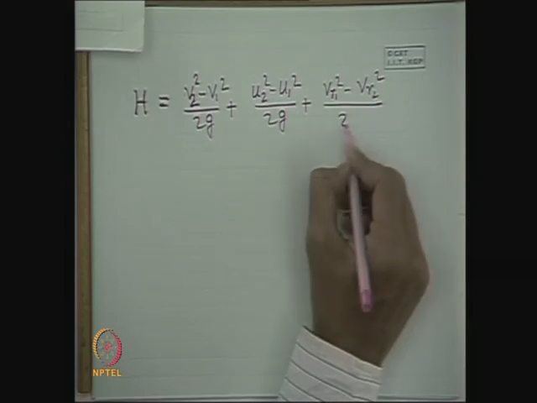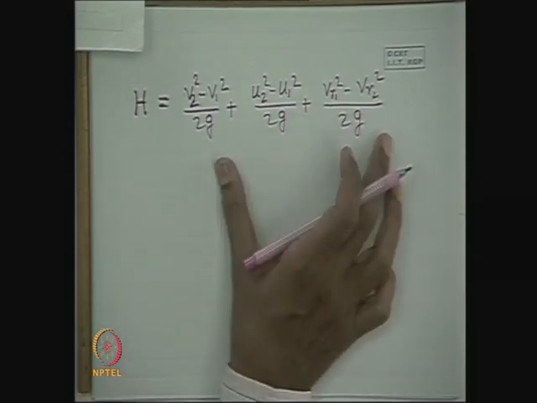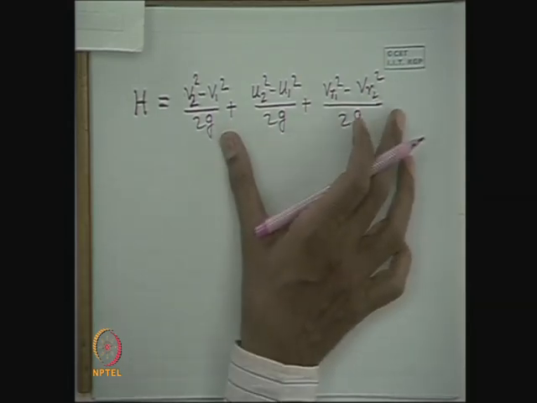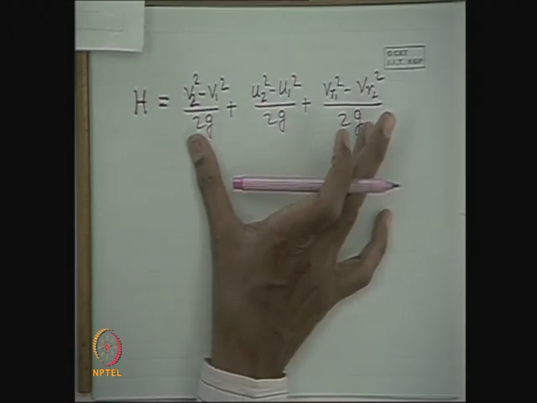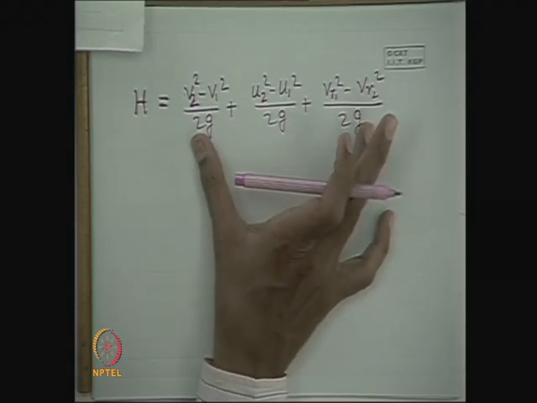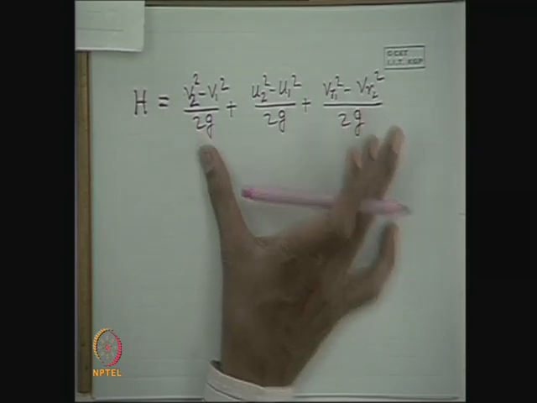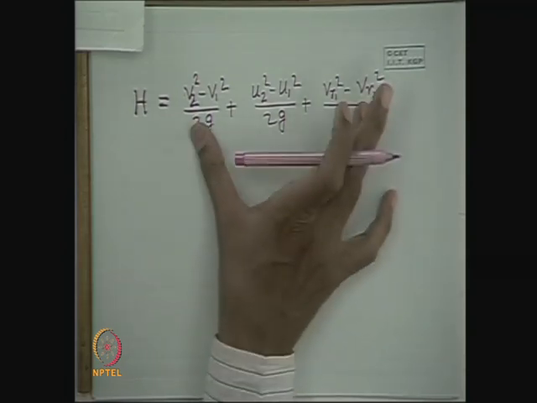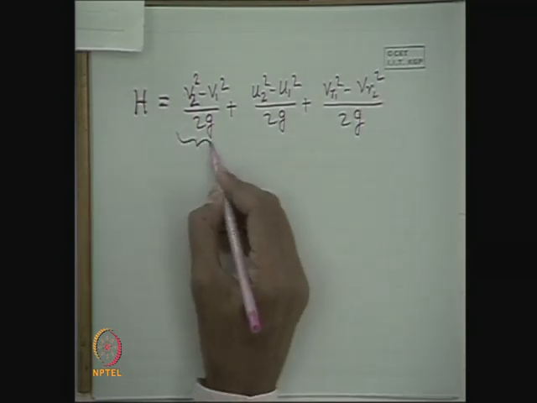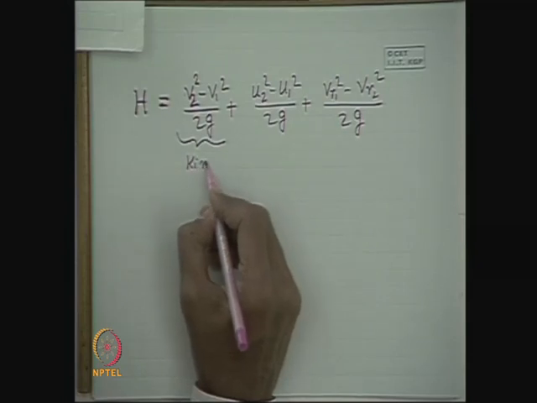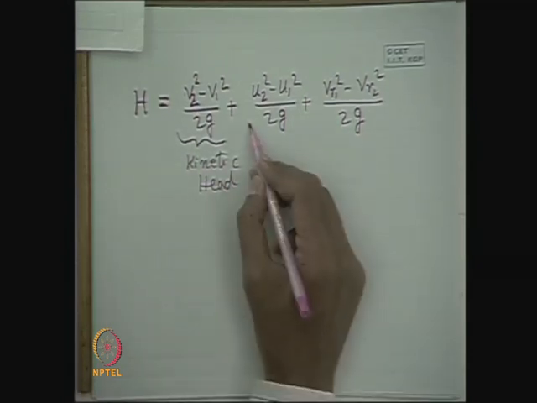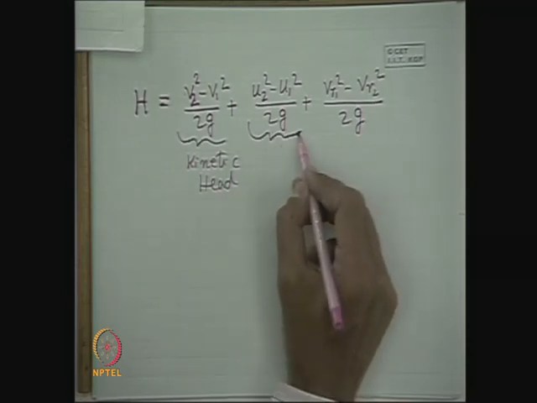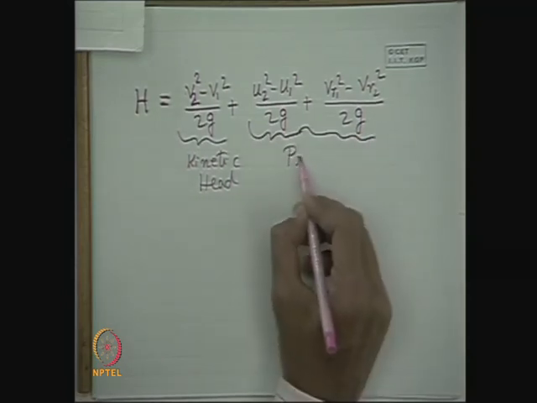So, for any turbo machine, this is the total energy transfer between the machine and the fluid. For a pump, this is the energy per unit weight, that is the head, that has to be developed by the pump or that has been imparted by the pump to the fluid. Now, as you know, if you can recall, this is the kinetic head or kinetic energy. This is the kinetic head developed or imparted to the fluid and this part is the pressure head.